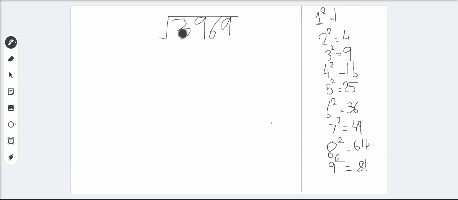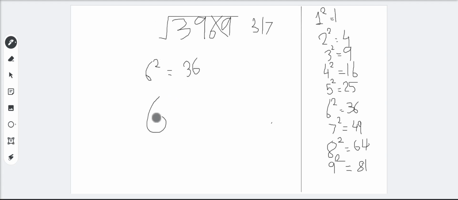So let's take 3969. What two numbers have squares which end with the number 9? Correct, it is 3 and 7. So I write it over here. Now we cancel this out, we don't require this anymore. Now what is the highest square number under 39? Correct, that is 36, and 36 is basically 6 square.